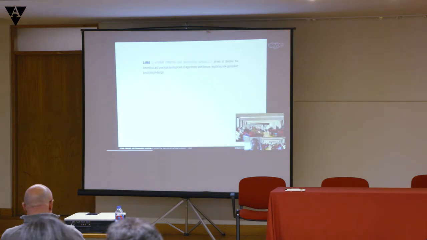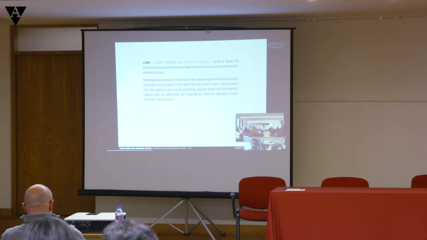So LAMO Form Finding Generative System aimed to deepen the theoretical and practical development of algorithmic architecture, and explore new generative processes in design. So the mathematical development at the end of the 19th century brought a set of new procedures to find design solutions based on information theory, system theory. These processes have been applied in areas such as engineering, social design, urban planning. However, given the mathematical computational content, these applications in design are scarce.